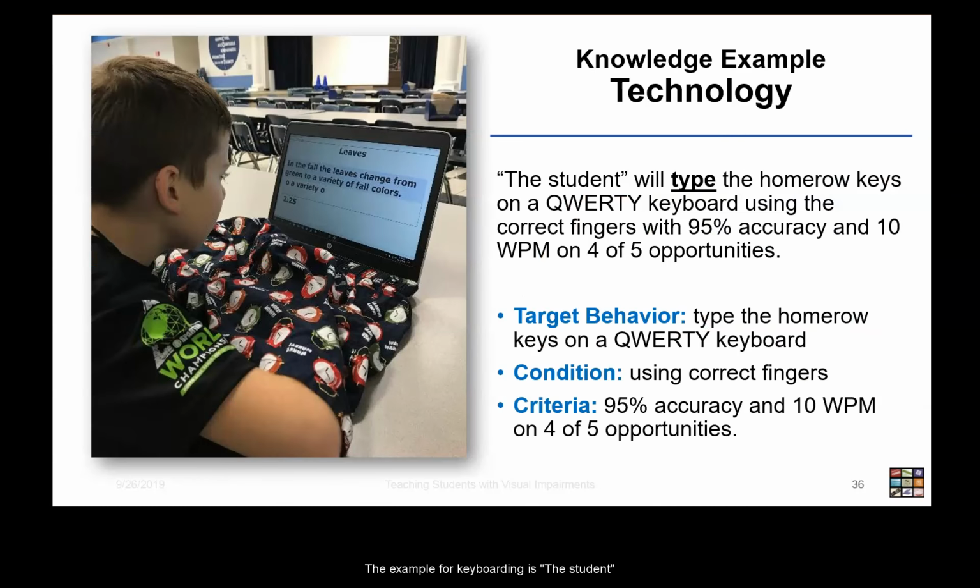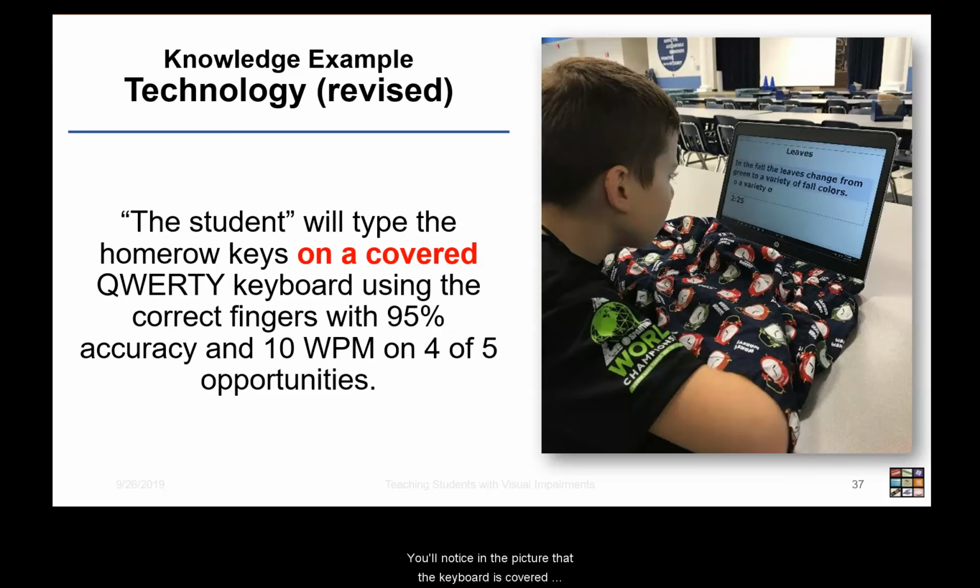The example for keyboarding is the student will type the home row keys on a QWERTY keyboard using the correct fingers with 95% accuracy and 10 words per minute on 4 of 5 opportunities. In this goal, the target behavior is type the home row keys on a QWERTY keyboard. The condition is using correct fingers, and the criteria is 95% accuracy and 10 words per minute on 4 of 5 opportunities.